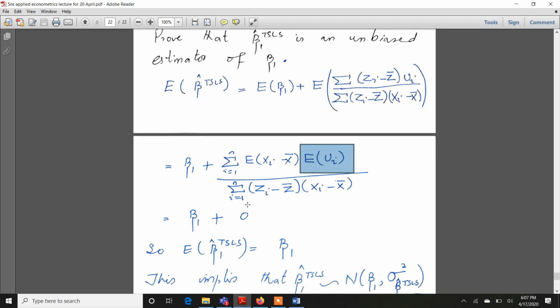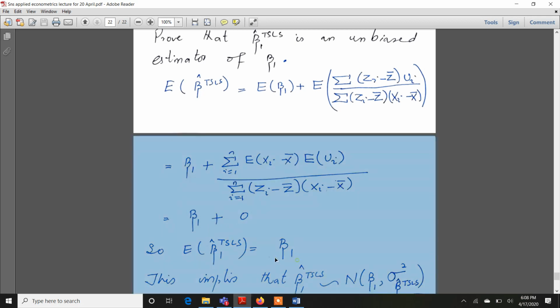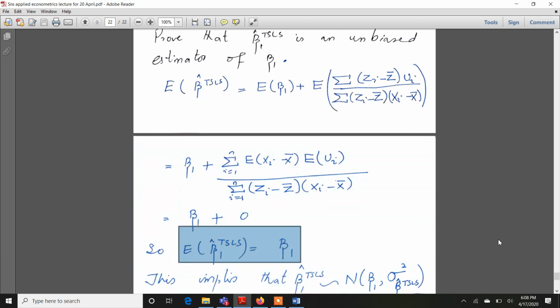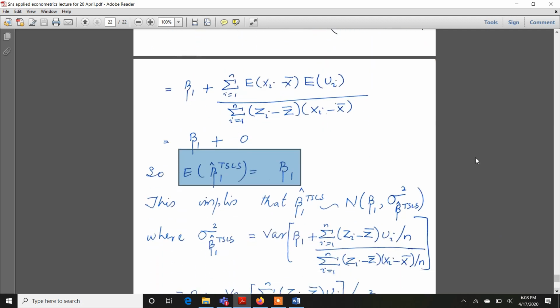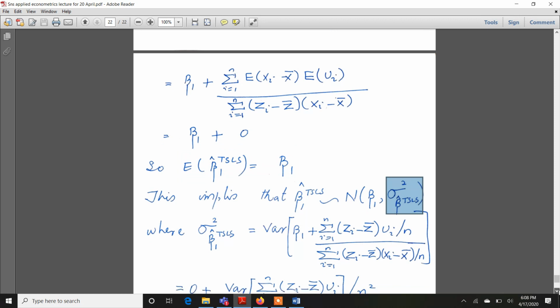Its expected value is 0, so this term vanishes, and we prove that the expected value of beta 1 hat TSLS is equal to beta 1, right? Actually there should be a 1 here as well. That's a small typo. So you write the expected value of beta 1 hat TSLS is equal to beta 1, right? So this is written here correctly. Okay, so that means that its mean value is beta 1. So from here we can say that beta 1 TSLS follows a normal distribution with mean beta 1 and variance equal to this thing. So what is this variance? Let's see in the coming slide.